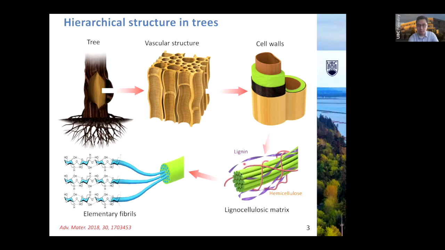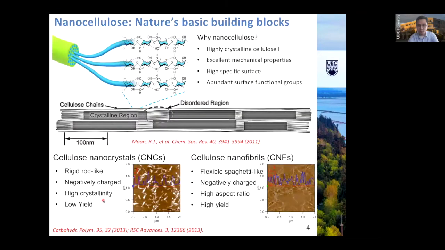Within the lignocellulose matrix, there's the elementary fiber. An elementary fiber is about 36 cellulose chains forming hydrogen bonding with each other. Those elementary fibers are the basic building block for the cellulose fibers. It has many advantages. For example, it has very high crystallinity, excellent mechanical properties, as well as high surface area and a lot of surface hydroxyl groups, which can be used for modification.